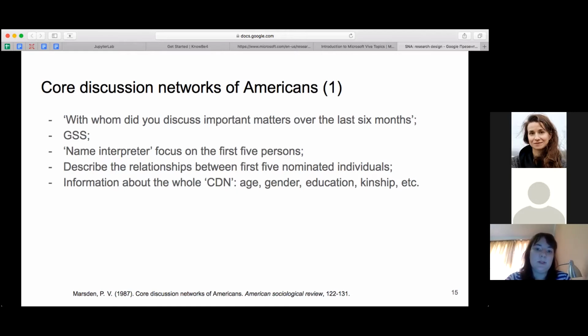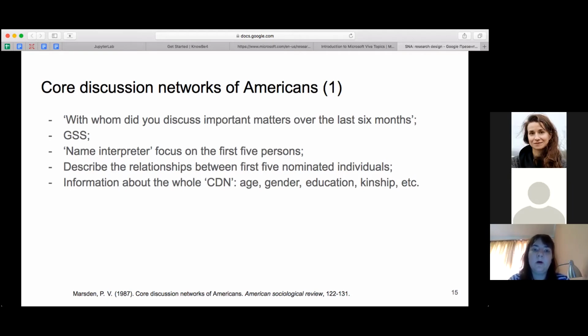And what is a core discussion network? This is a very short question: with whom do you discuss important matters over the last 6 months? This is a very simple question and people can answer it. The first study of this network was completed in 1985 in the frame of the General Social Survey, and this question was part of this population survey. Respondents were asked to nominate individuals with whom they discussed important matters over the last 6 months.